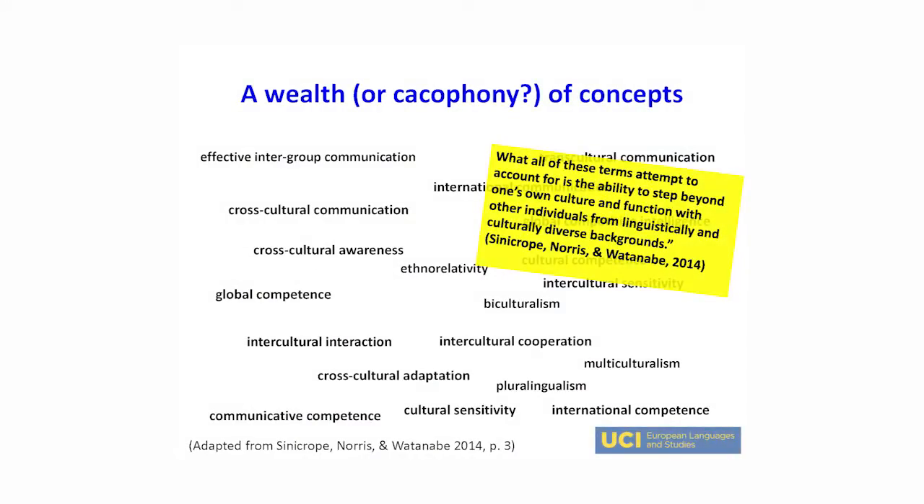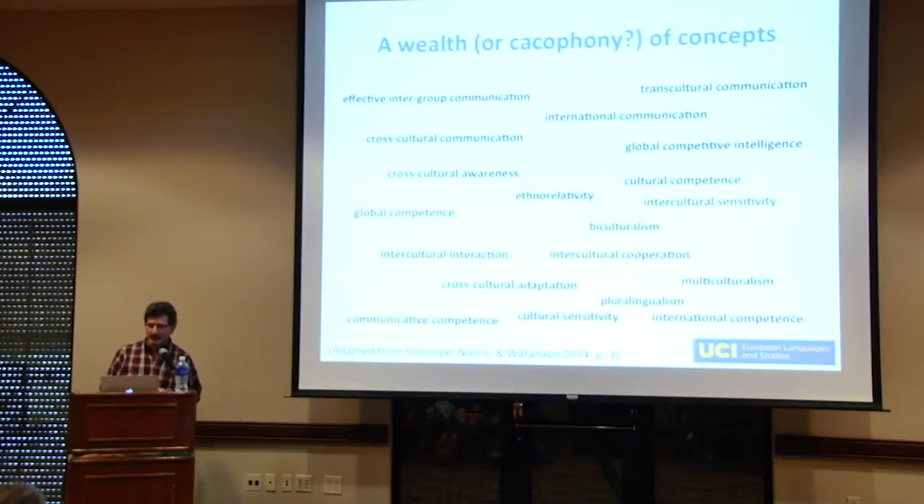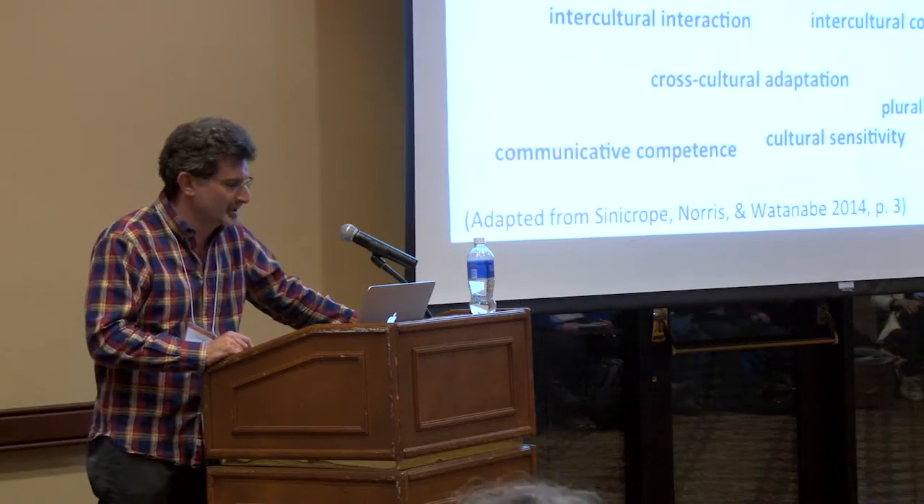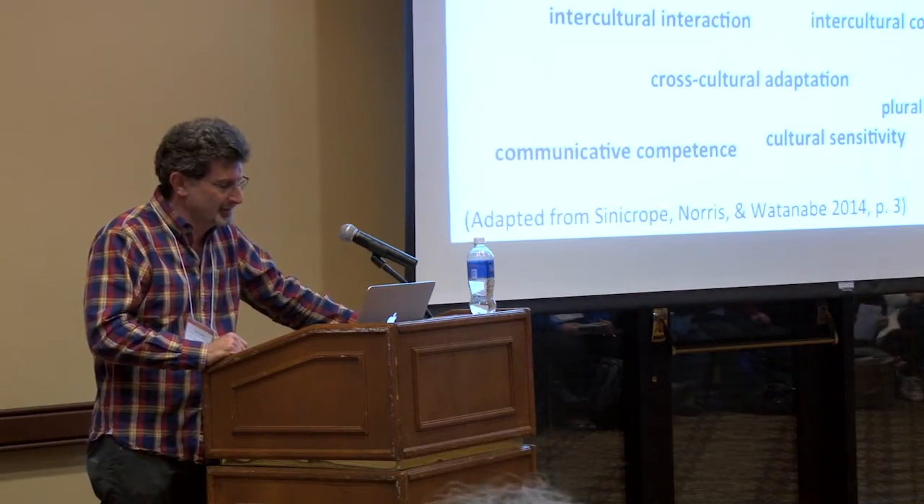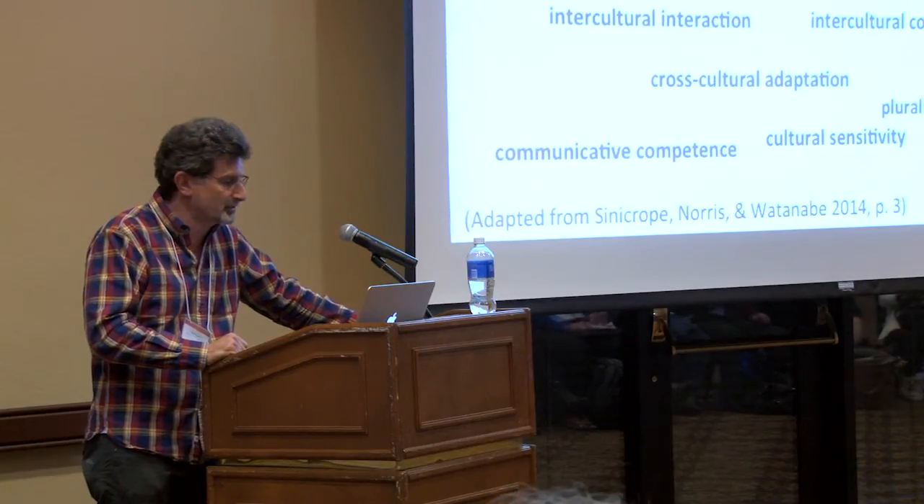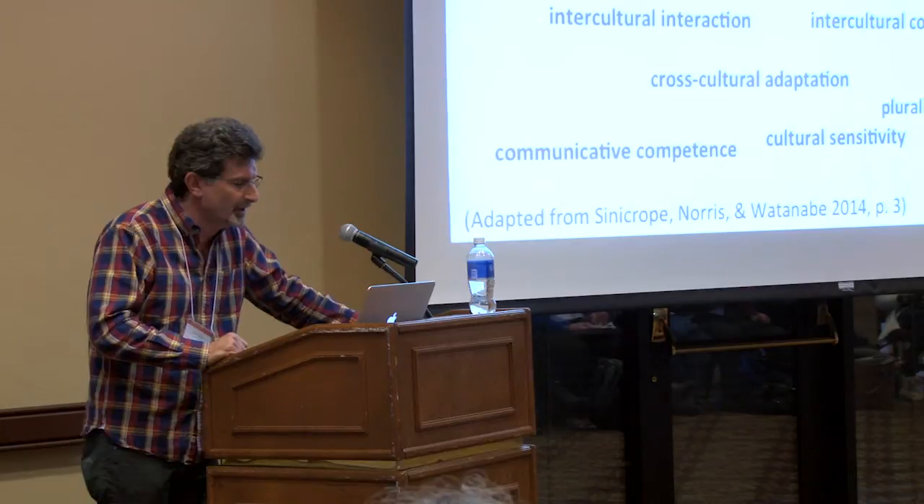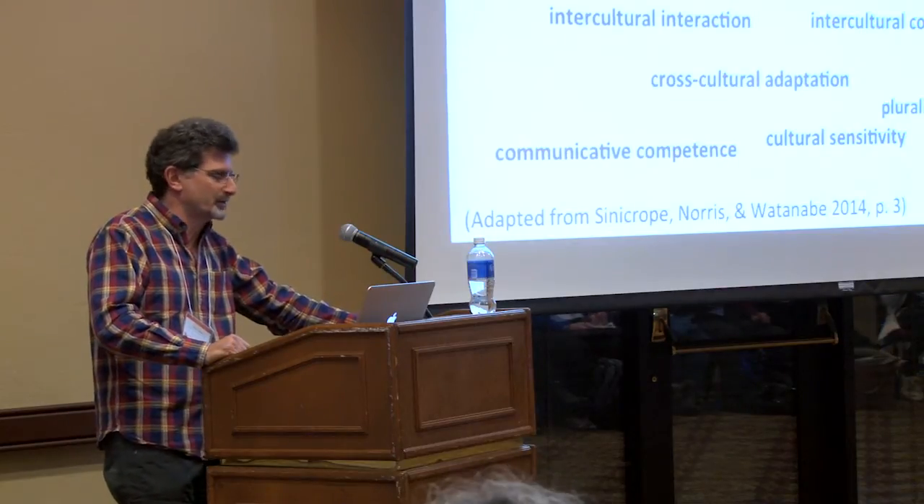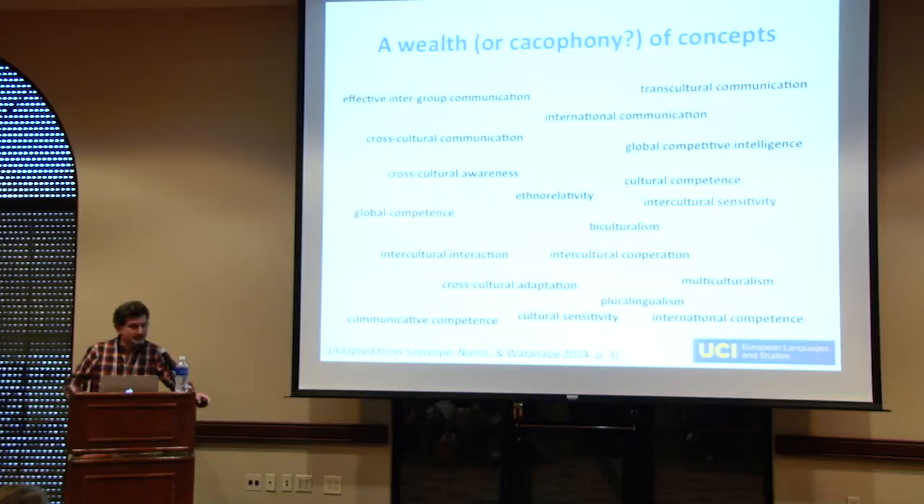So as Sinecrope, Norris, and Watanabe have recently pointed out, though they're certainly not the only ones to do so, we have no shortage of terms and concepts to describe the ostensible object of that part of higher education that is intended to help bridge cultural divides, facilitate communication across assumed cultural boundaries, and ultimately make the world a better place. These are the terms that the authors list. They have them in nice, neat columns. I thought they were better like this.